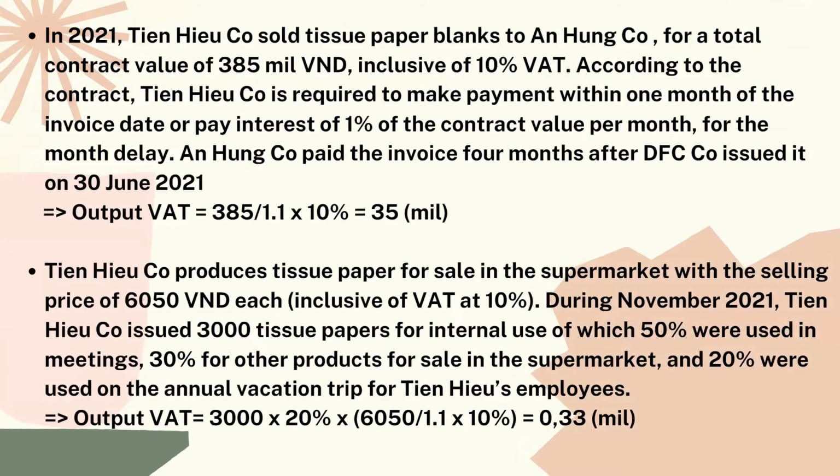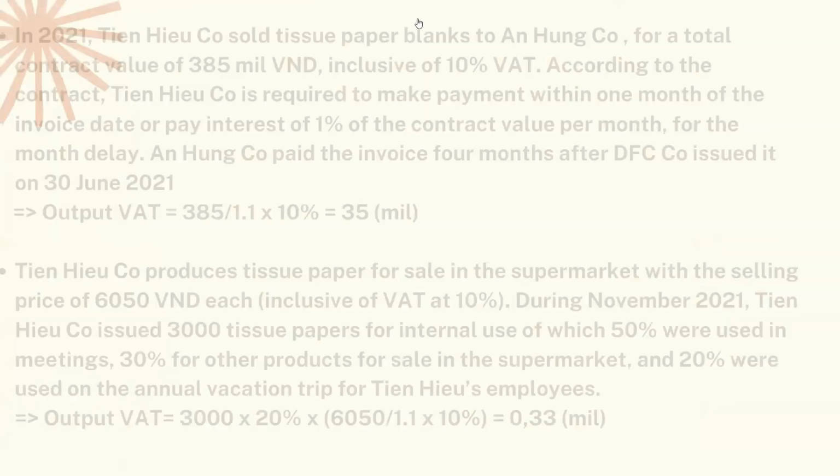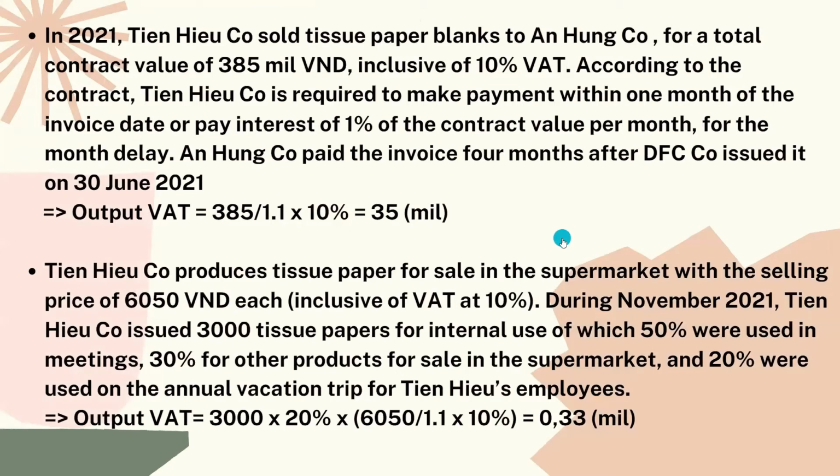And the next page is about the interest for the default type. We cannot calculate output VAT for the interest for the default type, so output VAT will be calculated with Tiền Hiếu. So we have output VAT equal 35 million. And the next page is the final type of output VAT, which I also mentioned in the example. So we have output VAT equal 0.33 million.